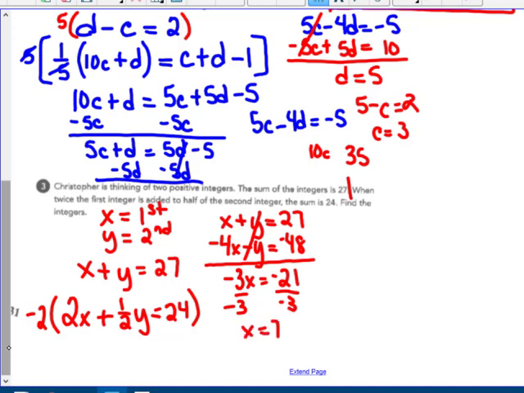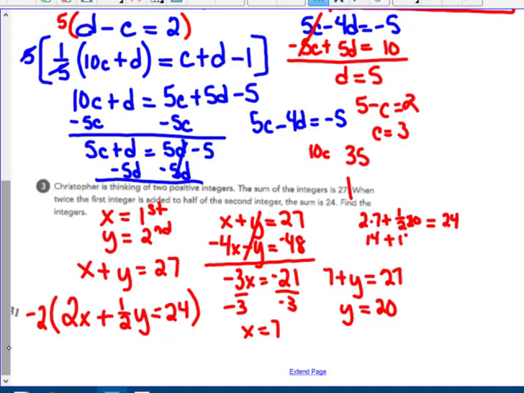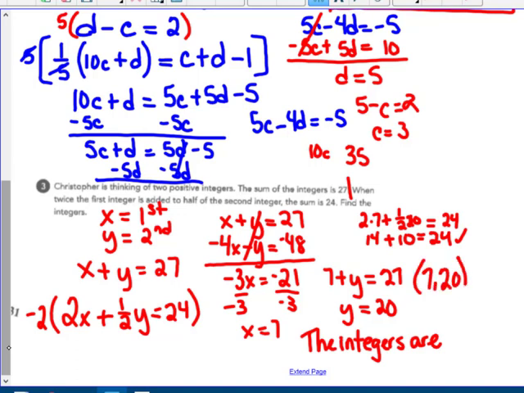Well, if x is 7, 7 plus what number y equals 27? Well, that's easy. Y has to equal 20. 2 times 7 is 14, plus half of y. So half of y, half of 20. Half of 20 has to equal 24. Well, that's 14, and half of 20 is 10. Well, yeah, that is 24. So I'm checking it. Works in both equations. The integers are 7 and 20. That's my solution, 7, 20.